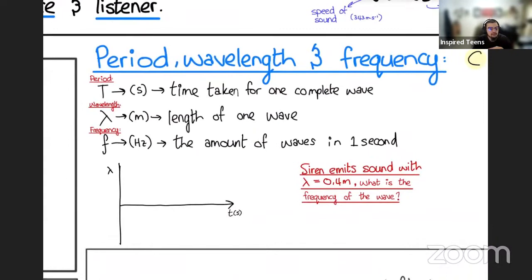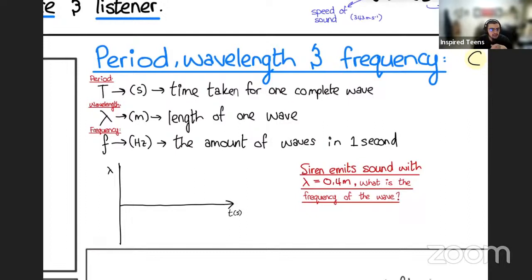Period, wavelength, and frequency. The first thing we're going to discuss is period. It's represented by the symbol T. Period is in seconds, and the definition for period is the time taken for one complete wave. Let's talk about wavelength. Wavelength is the length of one wave. And frequency is the amount of waves in 1 second. Wavelength is in meters, frequency is in hertz. So these are all important definitions which you have to know in this section.